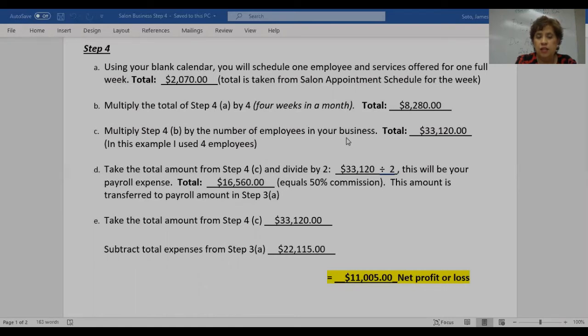Now, I used an example of having 4 employees in my salon. So this monthly income totaled out to be $33,120. And so right here, this appointment schedule, I did hair, skin, and nails. If you look at my appointment schedule, you can see that I did manicures, I did facials, I did hair. And this is an average of about what every hairdresser would make in 1 week.